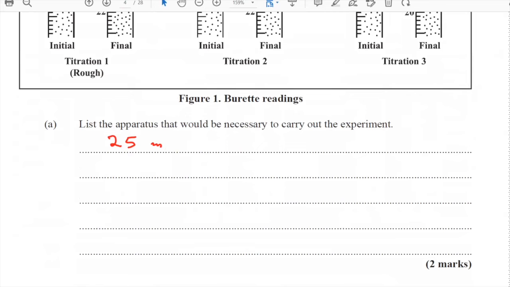So we would need a volumetric pipette. We're not just going to say pipette like that. All right, we have conical flask already. So it's fine, we don't need to put back conical flask. They said that conical flask is there.